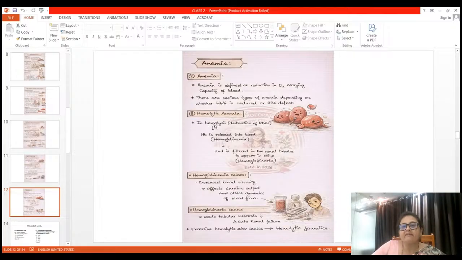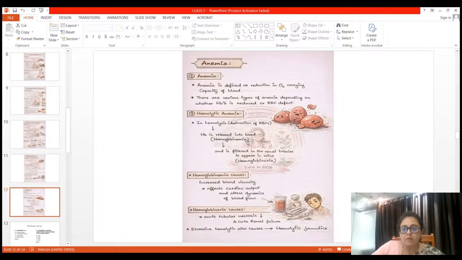See, when there is defective RBC, or in physiological conditions like a newborn baby, there is hemolysis. In newborn babies, even if there is excess hemolysis, the kidneys have the capacity to clear the excess hemoglobin. But if it happens in adults, it is pathological. Okay, so it can affect in two ways. It will cause hemoglobinemia and hemoglobinuria.